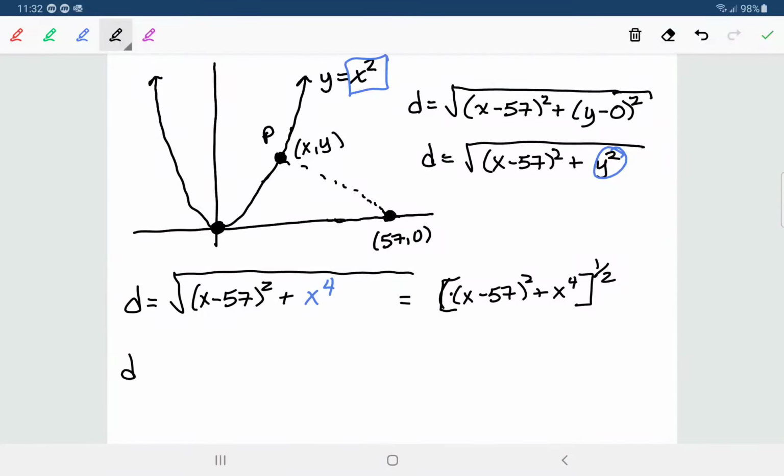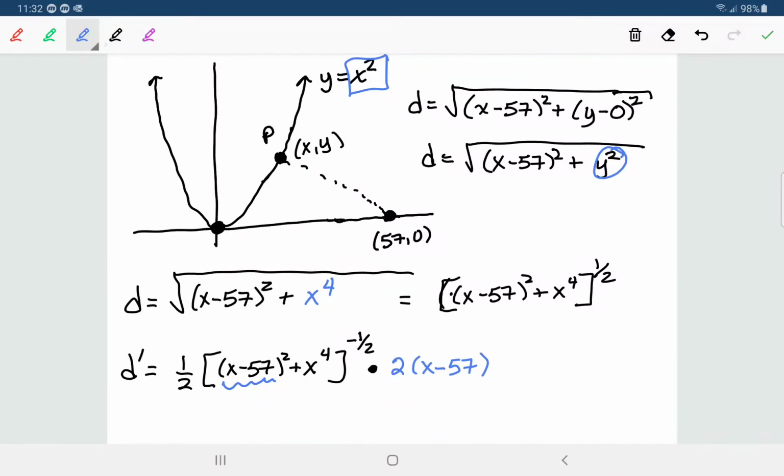So the derivative with respect to x, or d prime, will be, using the power rule, 1/2 times the quantity (x minus 57) squared plus x to the 4th, to the negative 1/2. Then we take that times the derivative of the inside function. We'll do this one first. The derivative of this is 2 times (x minus 57), plus the derivative of this one, which is 4x cubed. So this is the function that we are going to want to set equal to 0.